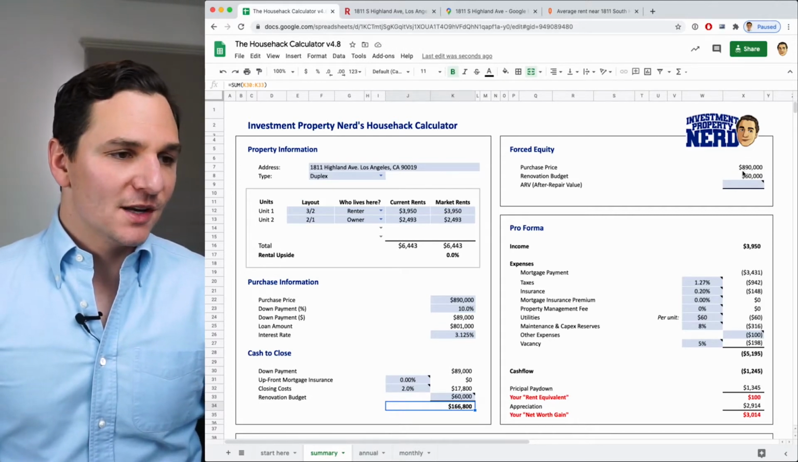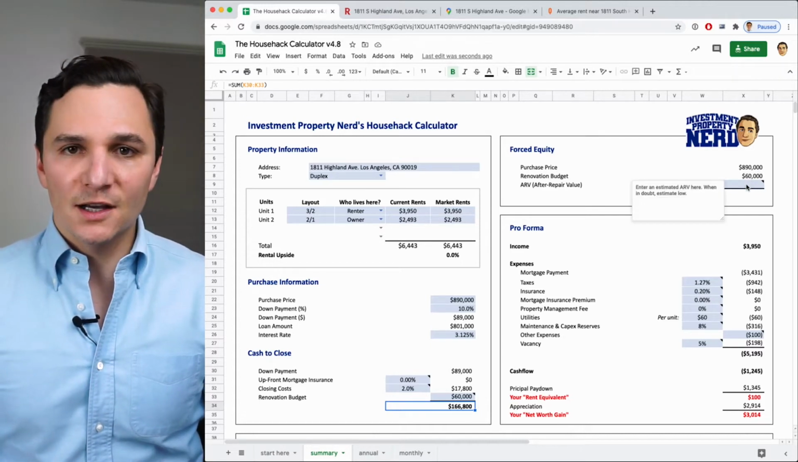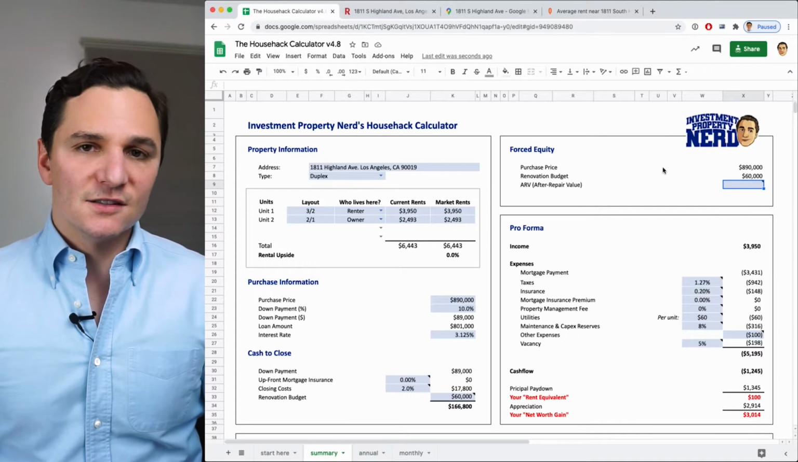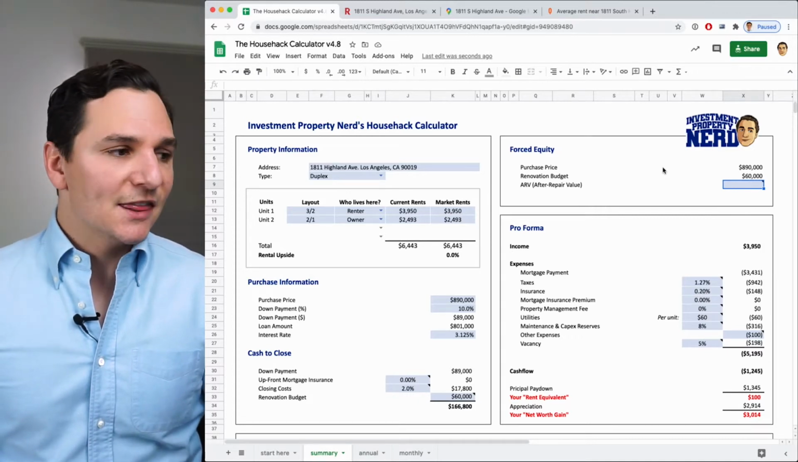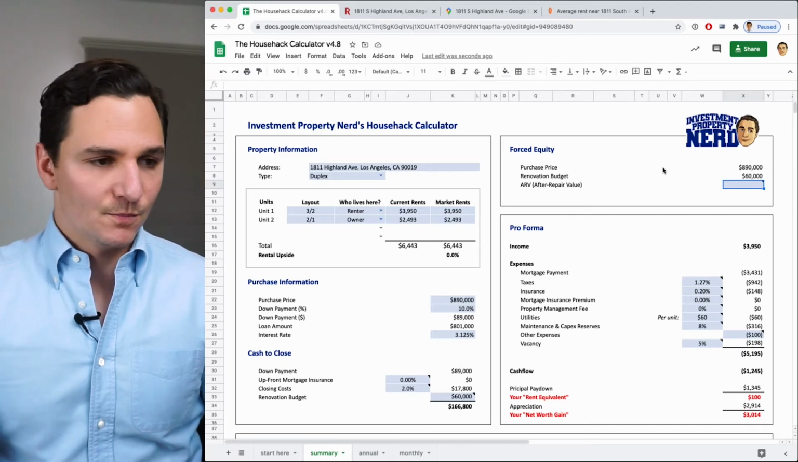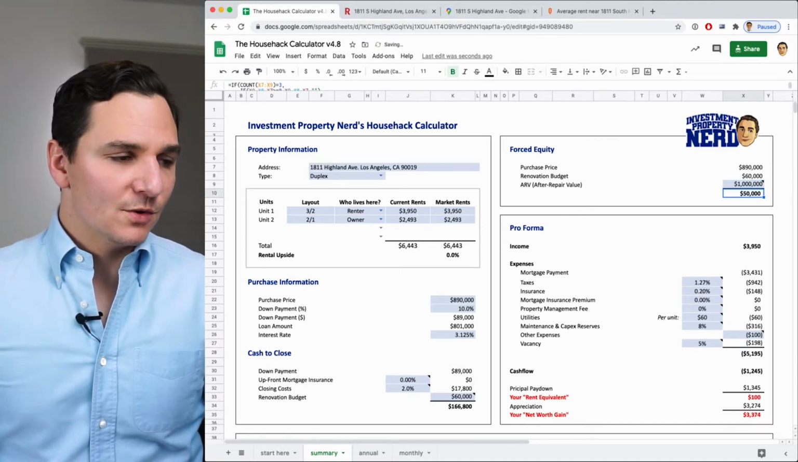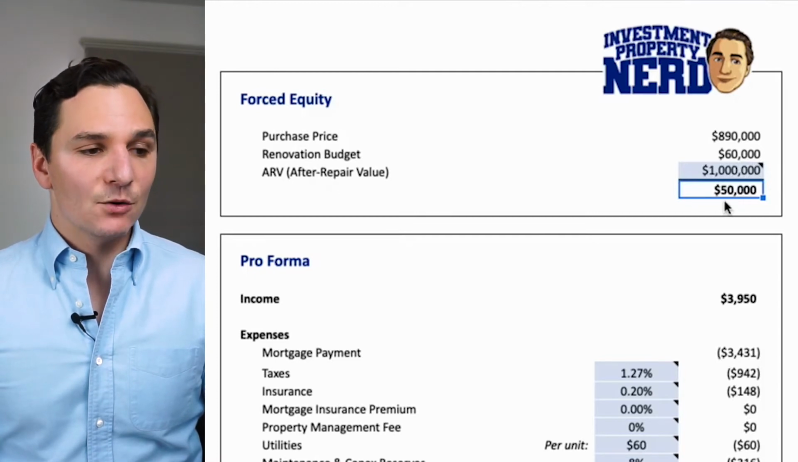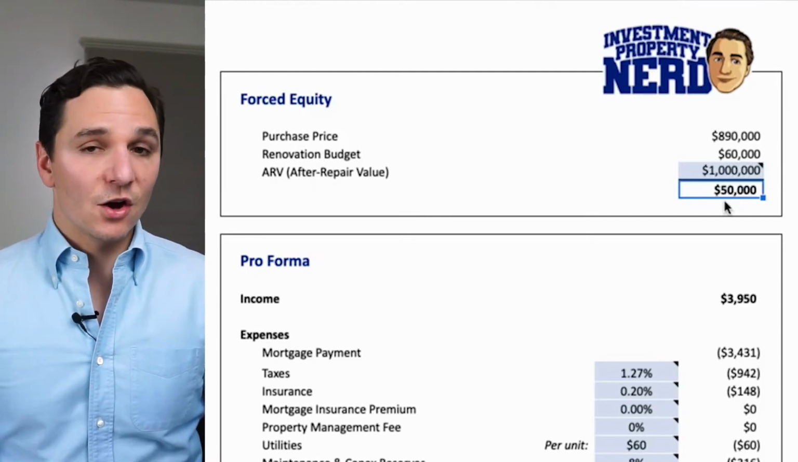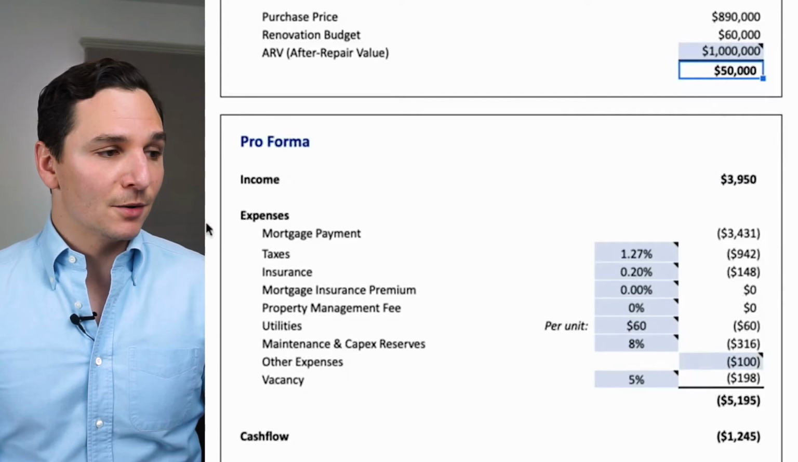So again, the purchase price was $890,000. Our renovation budget is $60,000. And based on looking at a couple comps in the area, if this duplex was in market condition, I think it would easily be worth $1 million. So if we put in $1 million for our after repair value, that means we have built-in equity of $50,000. Awesome. So now we come down to the next box, our pro forma.